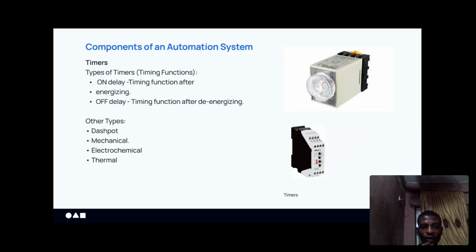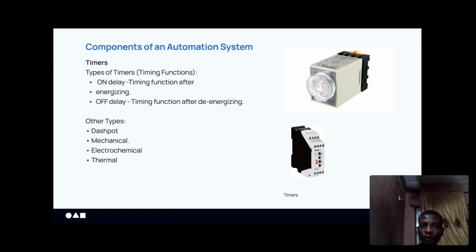Then other components of an automation system are the timers. The timers are used to perform timing functions. Maybe you want an action, for example like your stabilizer or your automatic voltage regulator. Once you turn it on, if the on delay timer functionality is selected, your stabilizer does not give output until the countdown of that timer. Similarly, timers can perform similar functions in an automation system.